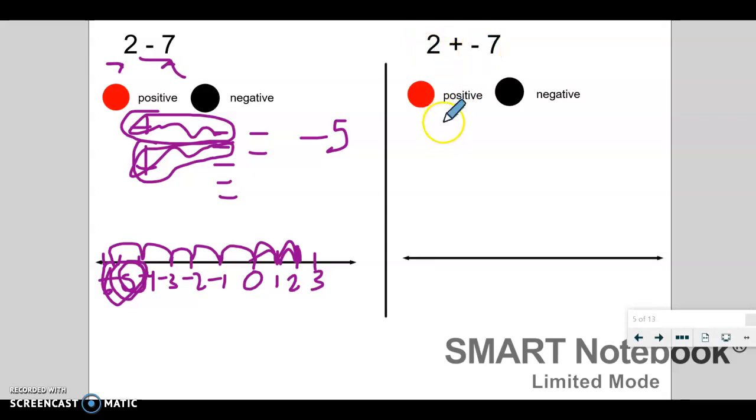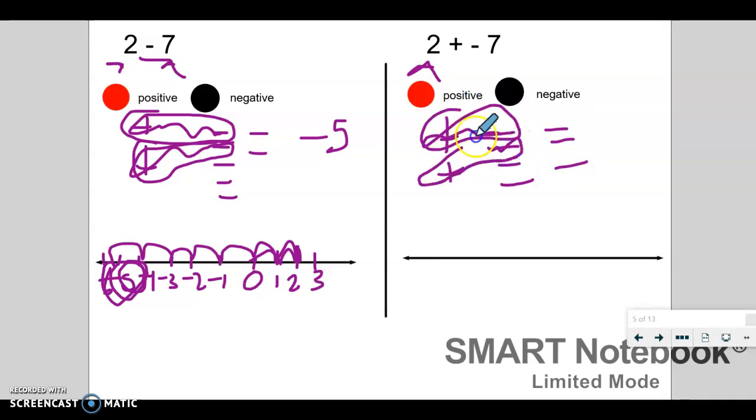So 2 plus a -7, so 2 is positive, so 1, 2, plus a -7, so I'm going to add 7 negatives to it, the group. So there's 1 zero pair, there's 2 zero pairs, so what's left over? 1, 2, 3, 4, 5, so that's -5. So notice, throughout all of this, we're getting the same answer no matter what method. So again, the main point is I want you to understand that subtracting is the same thing as adding a negative.